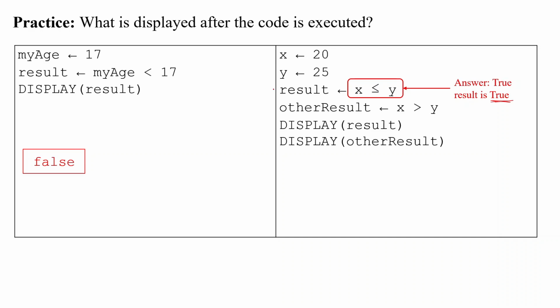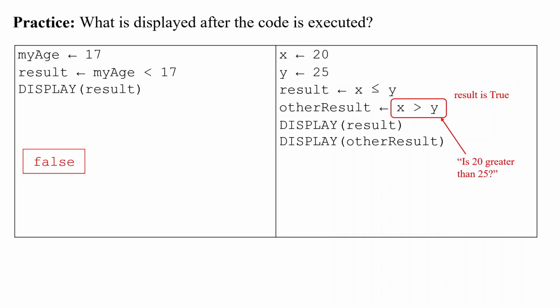Okay, so result right here, this is going to be true. Now our next line of code is X greater than Y. So is 20 greater than 25, true or false? That would be false. So that means that other result, my other variable here, is going to get the word false stored in it. Okay.